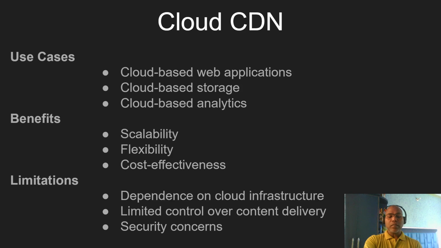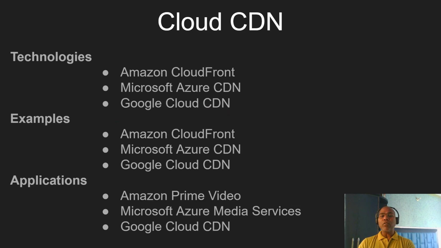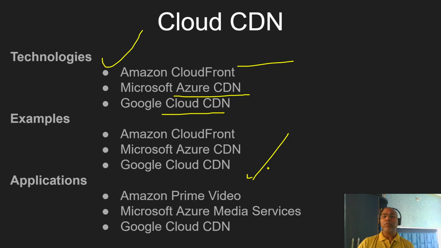Even nowadays, lots of applications are being deployed on the cloud. Whether it's a cloud web application, storage, or analytics, the CDN also helps us here, and with its help you can easily address scalability, flexibility, and cost effectiveness. Lots of cloud-provided CDNs are available for you, like Amazon CloudFront, Microsoft Azure CDN, or Google Cloud CDN. Take Amazon Prime Video, which still uses cloud-provided CDN from Amazon, Microsoft, or even Google itself.